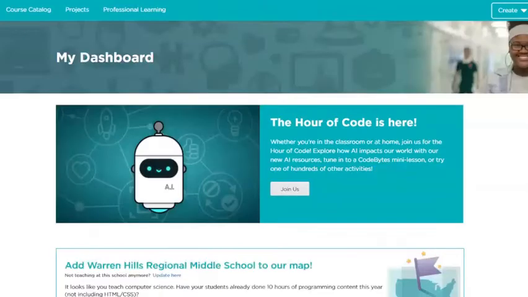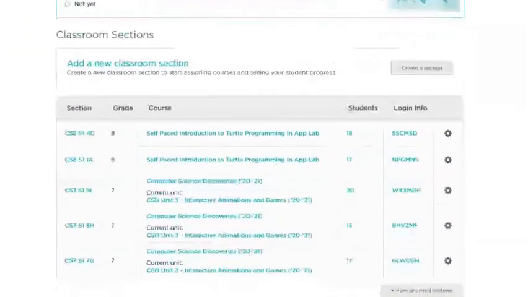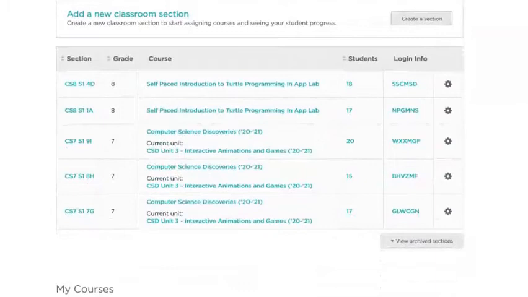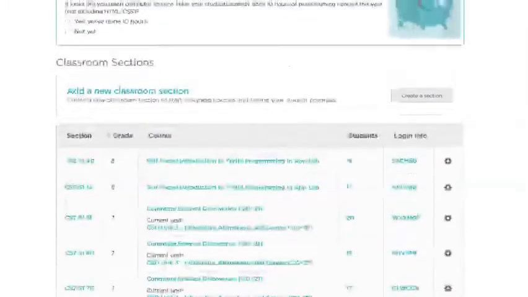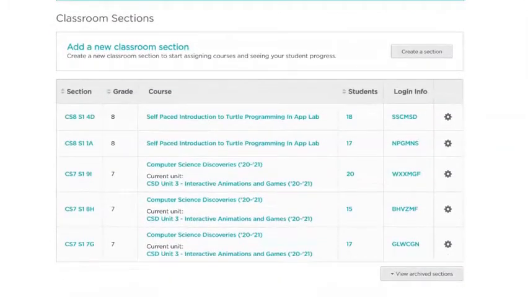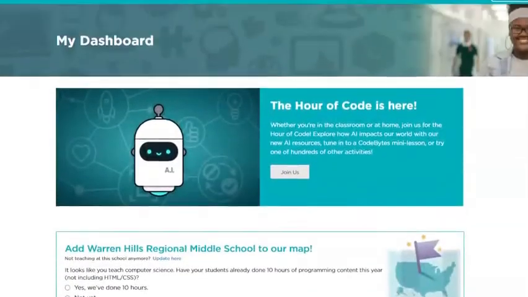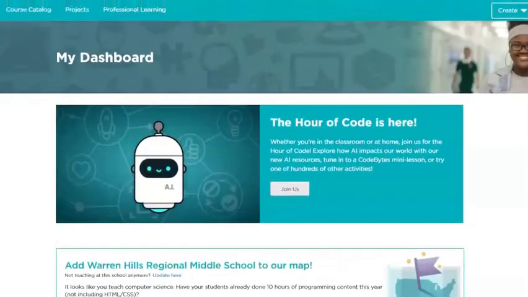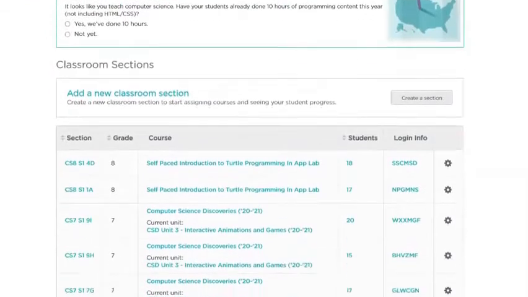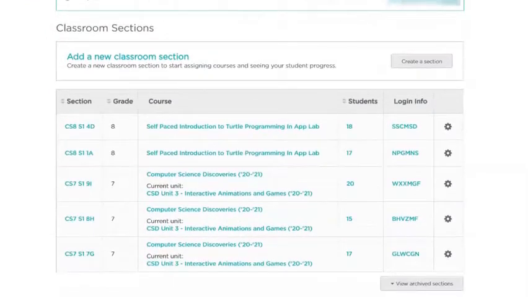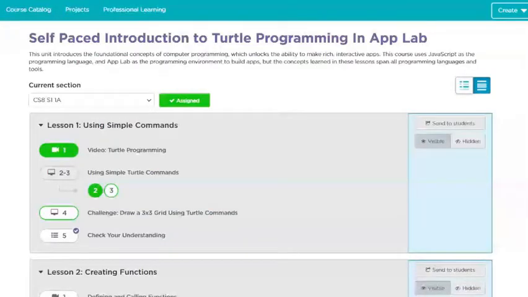If you are going to code.org, go to your dashboard. You can find your course down here where it says classroom sections, or you could go into the course catalog and look for it. What we're looking for right now is the self-paced introduction to turtle programming in App Lab. And you can click there. And we're going to start with lesson 1.